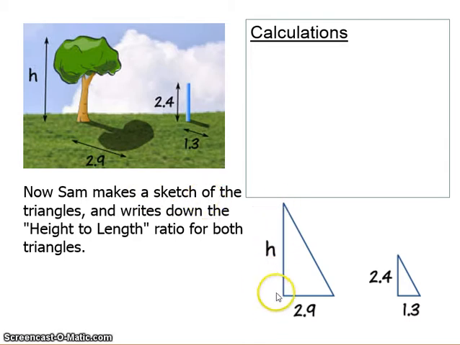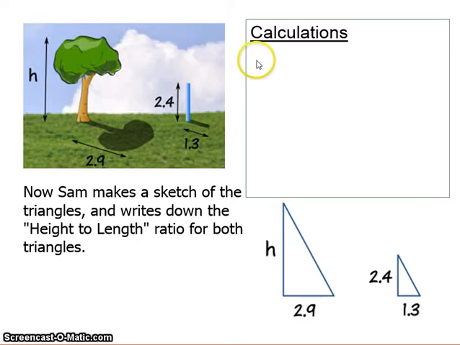The height is unknown. The base, which is the shadow of the tree, is 2.9. The height of the pole is 2.4. And the base of the shadow of the pole is 1.3. So Sam makes a sketch of the triangles and writes down the height to length ratio for both. And that's what we want to do also.